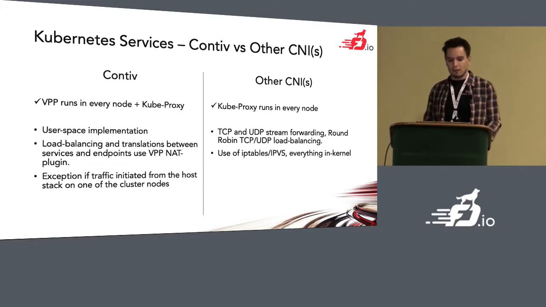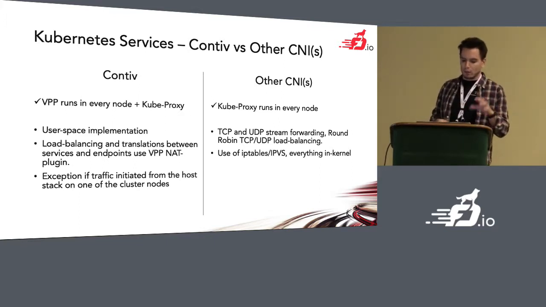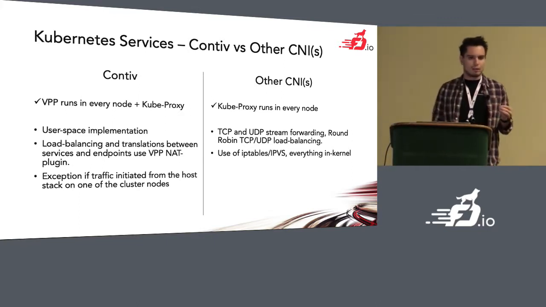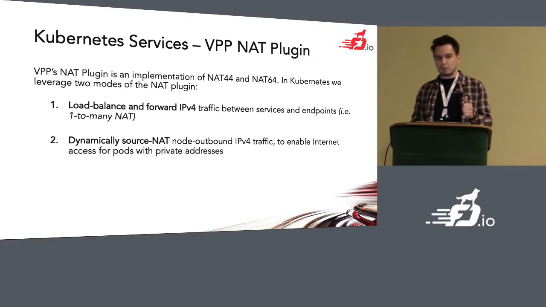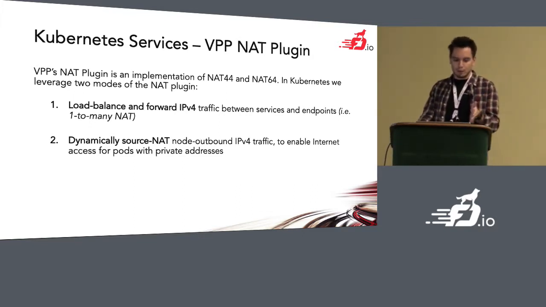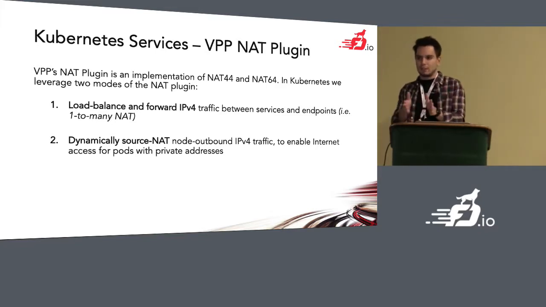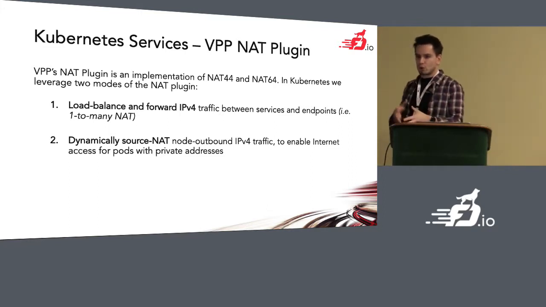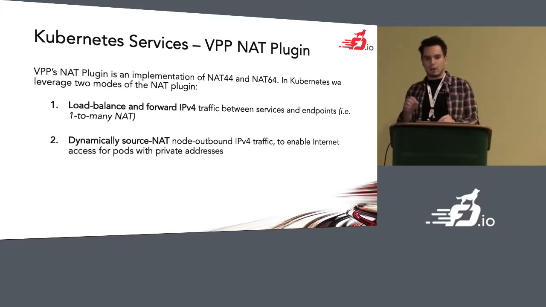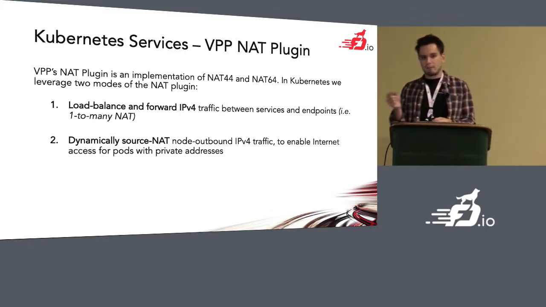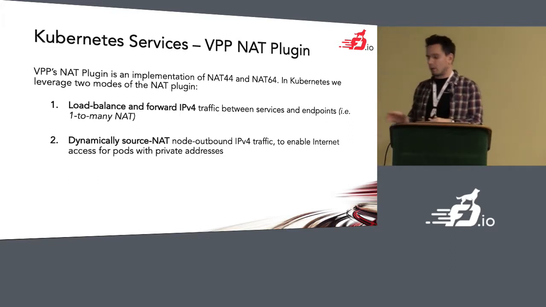Right, so from VPP's NAT plugin, we use the implementation of NAT44 and NAT64, and we leverage 2 modes of that NAT plugin. The first mode is to load balance and forward IPv4 traffic between services and endpoints. And in this example, this is one-to-many NAT. And then the second mode is a dynamic source-NAT for the node-outbound IPv4 traffic. So when we want to enable internet access from pods that have a private IP address to the outside world.